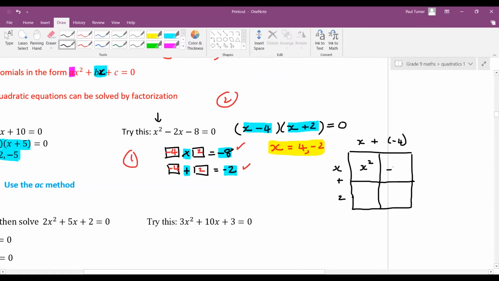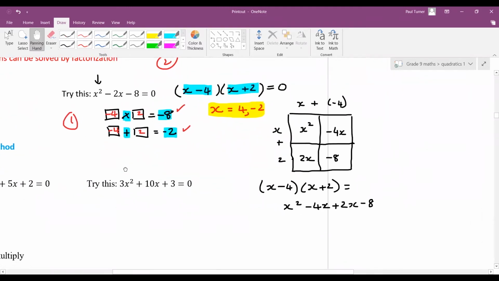This would be -4x here. This box would be 2 times x, which is 2x. And this box would be 2 times -4, -8. So you can see that if you did the area, x -4 times x plus 2, it would be equal to all of these parts added together. So x squared -4x plus 2x -8.